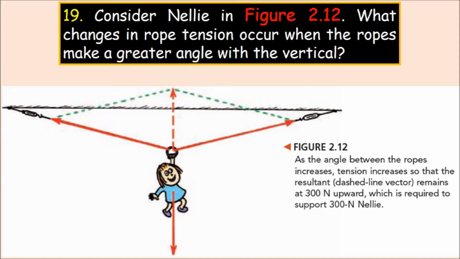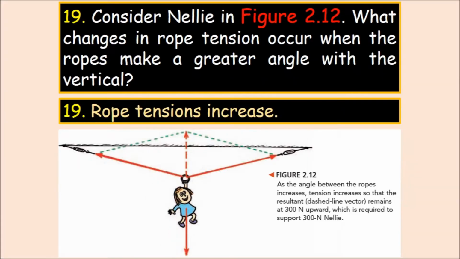And so what are we going to say? We're going to say that the tensions are going to increase rapidly, the larger that angle is between the tension and the vertical. We see that the rope tensions increase, and the tension will become, as I said, infinite as that angle approaches 90 degrees.